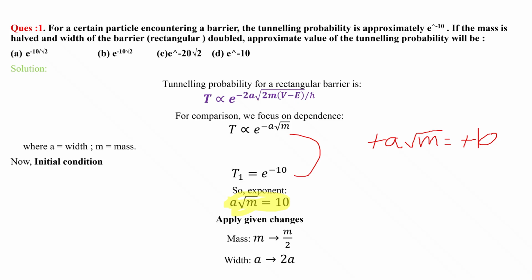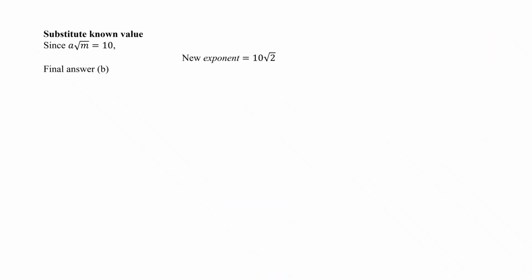So what changes have been given? The mass is halved, that is, the mass should be divided by 2, and the width of the barrier is doubled. The width now gets doubled. So applying this formula to the given equation, let me do it for you. This is the equation we got. T is directly proportional to... we have doubled the width and divided the mass by 2.